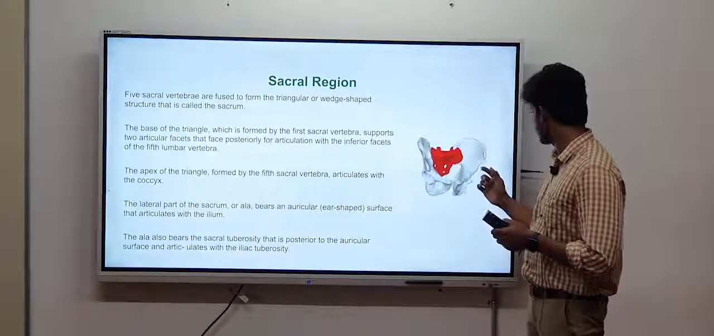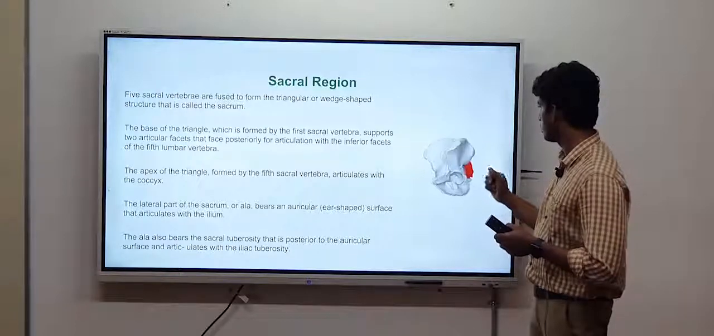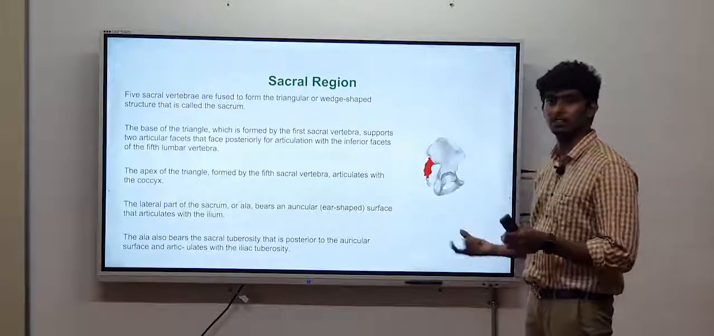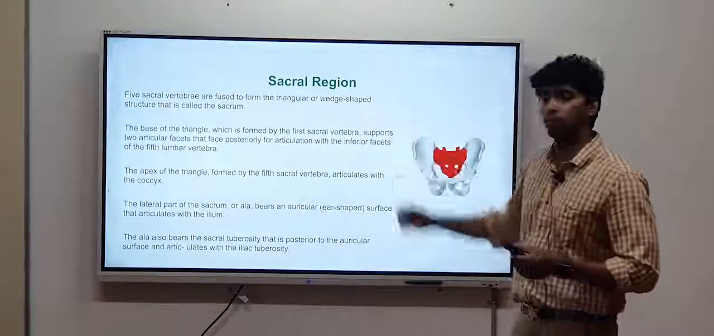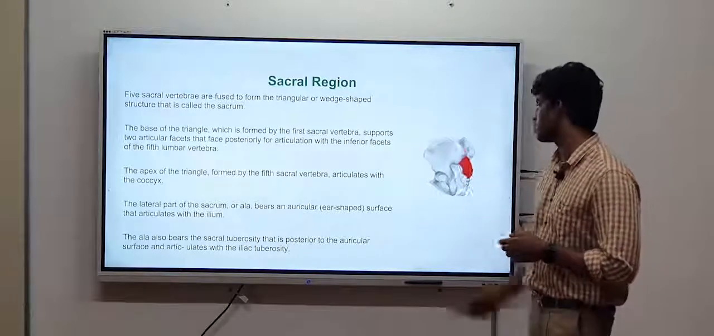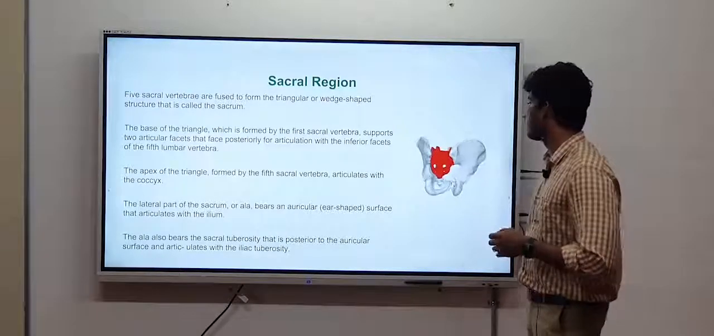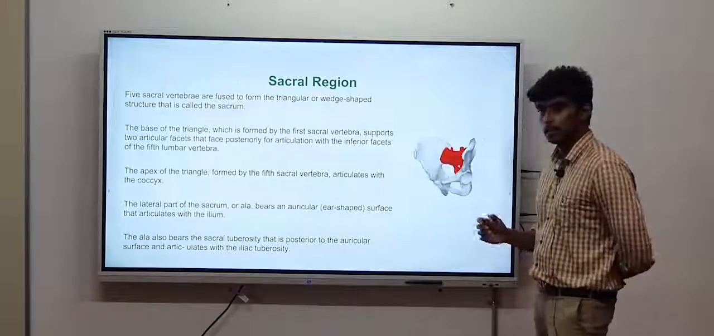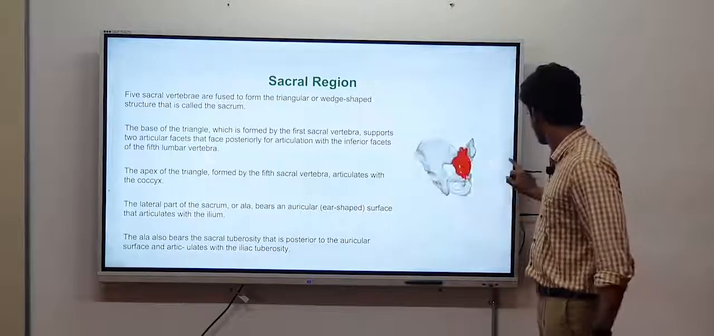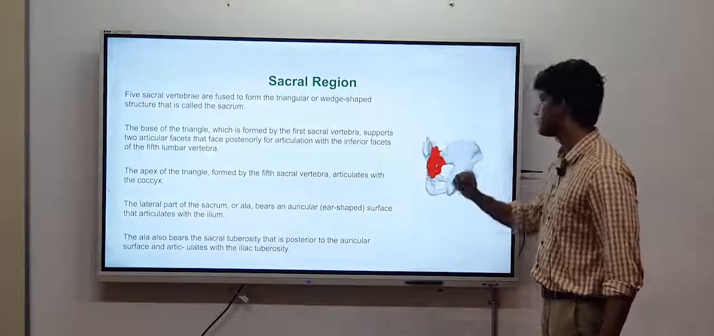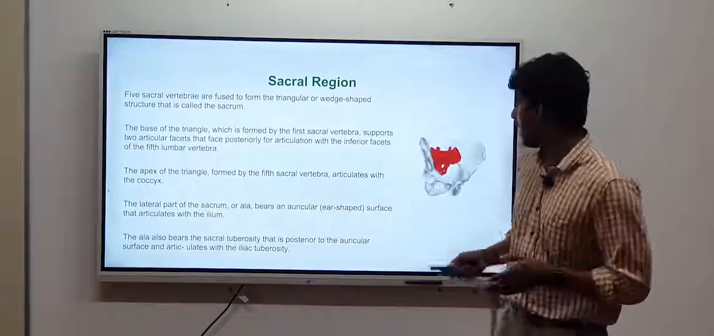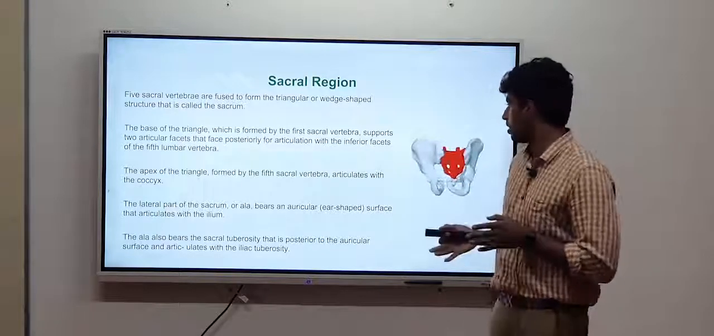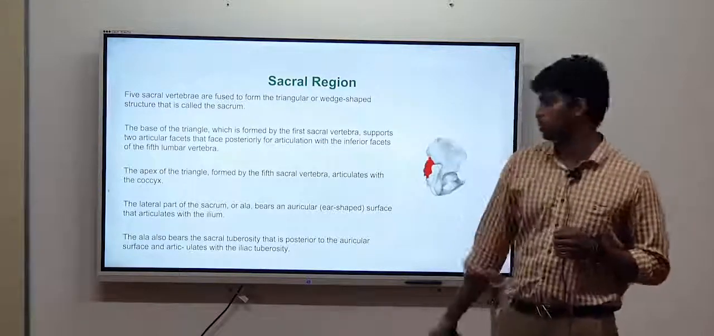I will show you. See the first sacral vertebra, which gives an articulation with the fifth lumbar vertebra. The apex of the triangle is formed by the fifth sacral vertebra, which articulates with the coccyx. You'll be able to see here. It is articulated with the coccyx, and the lateral part of the sacrum, or ala, bears an auricular surface that articulates with the ilium. You'll learn this when you come to the chapter on the hip.